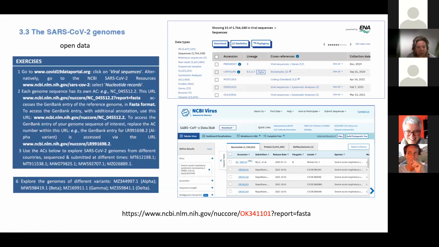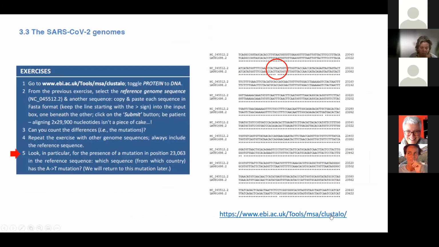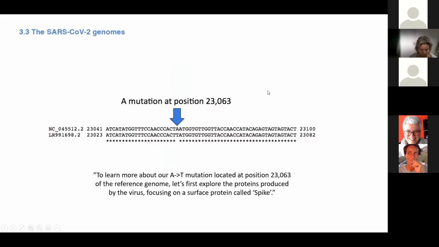After that, we just explain how to get the sequences which have been made available on the open data platforms, such as at the NCBI or at the EBI. So how you can, by knowing the accession number, have access to the FASTA format of the sequence, and then you can align the sequences and look for the mutation. Especially we focus on one mutation, which was very important in the alpha variant of the virus, at this position in the alignment. So people have to say, okay, now I've found a mutation at this position, but what does it mean? And how can I learn more about that?